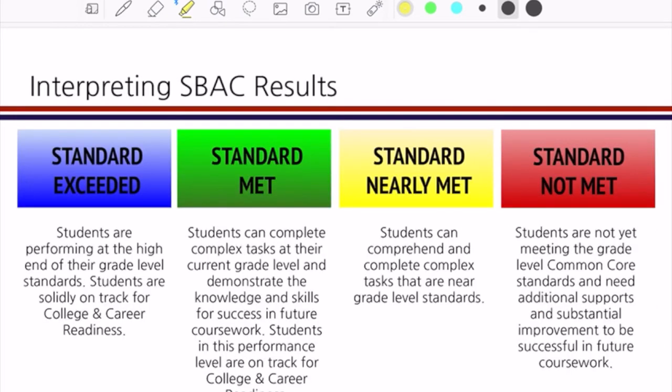So when it comes to interpreting your results on the SBAC, obviously your goal should be to do as best as you personally can on the test.